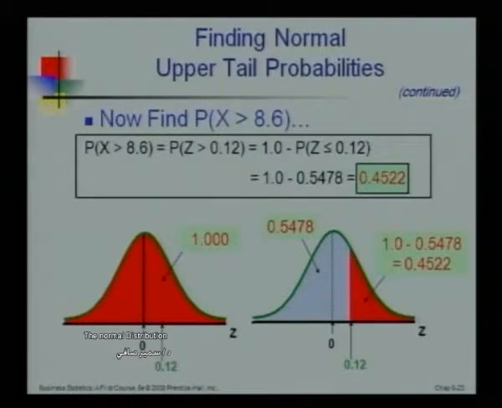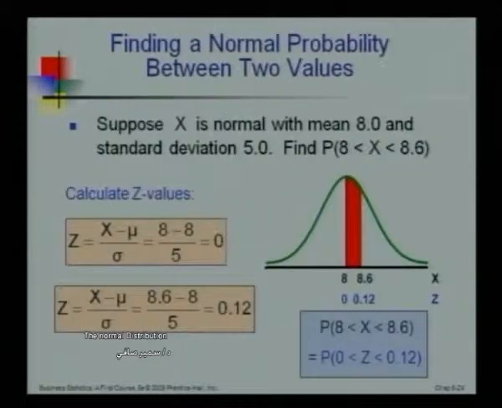So all of the time, if you are asking about computing the probability in the upper tail, you have first to find the probability in the lower tail, then subtract that value from 1. So that's the probability for the upper tail.